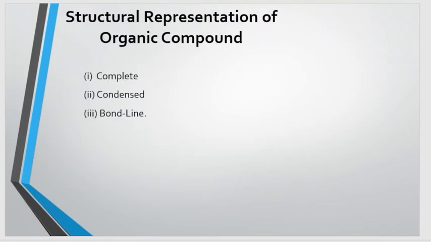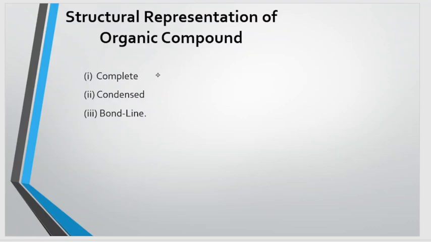Okay, let us see how to represent the organic compounds now. Structural representation of organic compounds. In total we have three types of representations. They are nothing but the complete structural formula, condensed formula and the bond line formula. The structural representation. Now listen carefully.